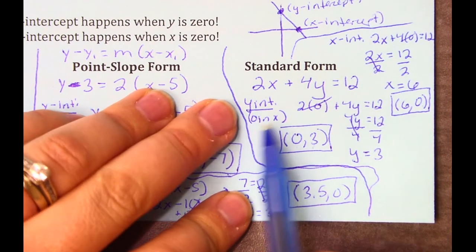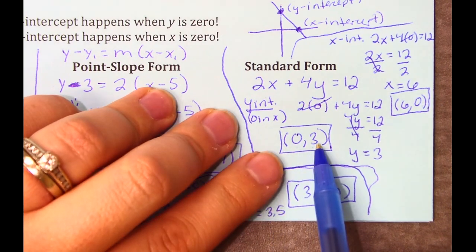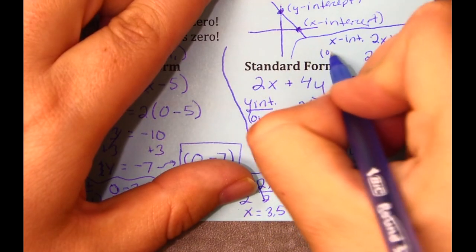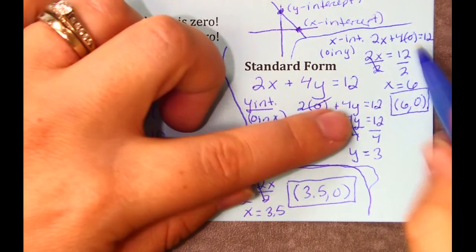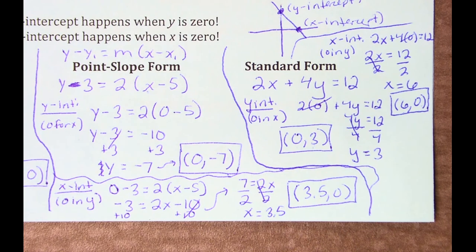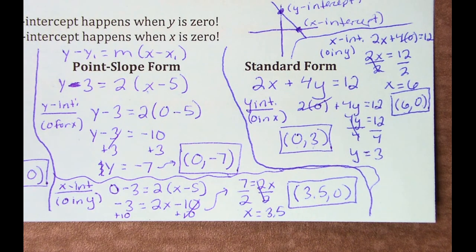So my y-intercept, I put 0 in for x, and I got 3, so it's 0, 3. My x-intercept, I put 0 in for y, and I got 6, so it's 6, 0. So to find each intercept, you put 0 in for the other number, and then solve.